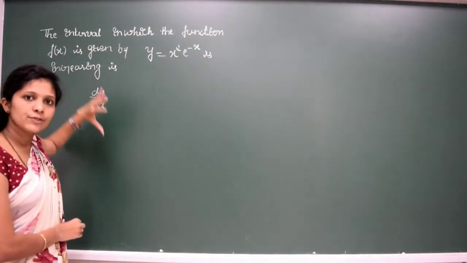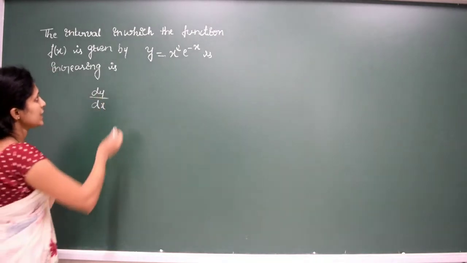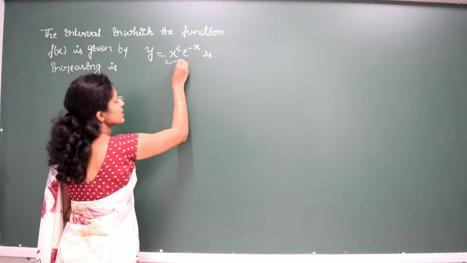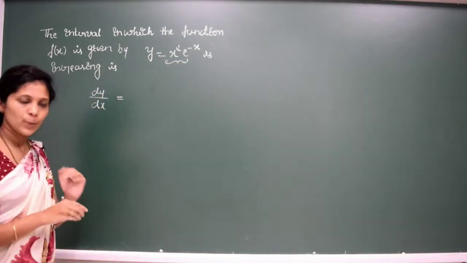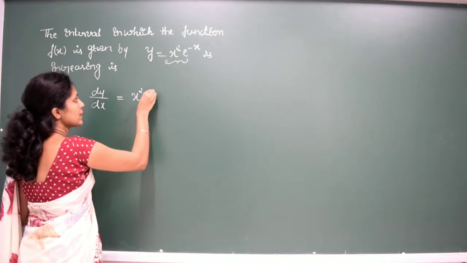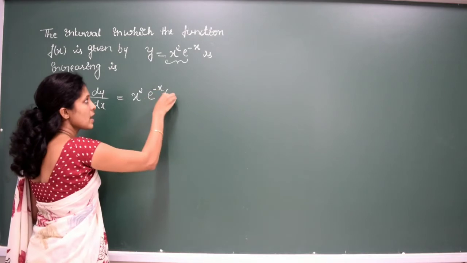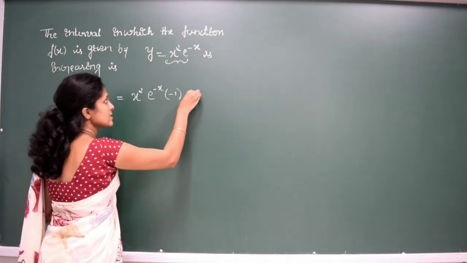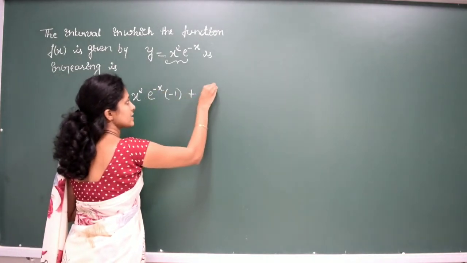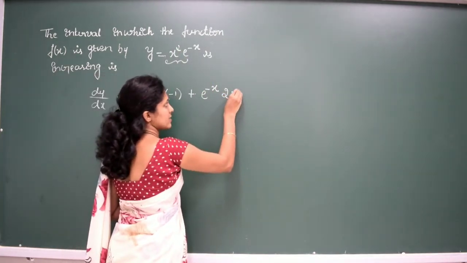Here we'll check where the function is increasing and where the function is decreasing. Okay, dy by dx will be here. Two functions are there, right? Obviously you have to apply the product rule. We'll write x square as it is. Derivative of e to the power minus x will be e to the power minus x, and derivative of minus x is minus 1, plus we'll keep e to the power minus x as it is, and derivative of x square will be 2x, right?